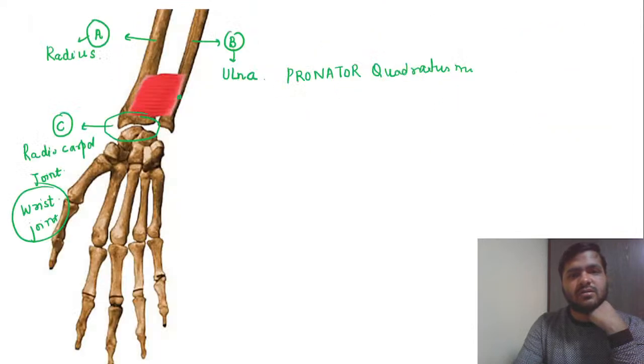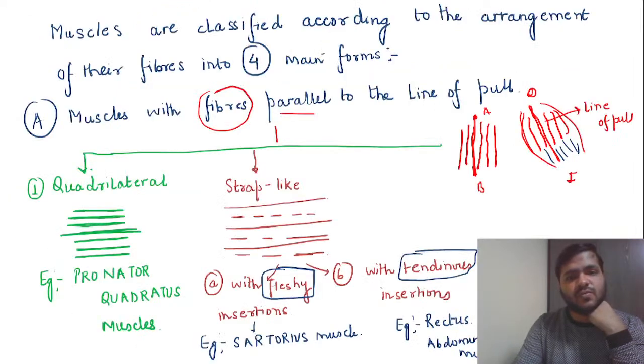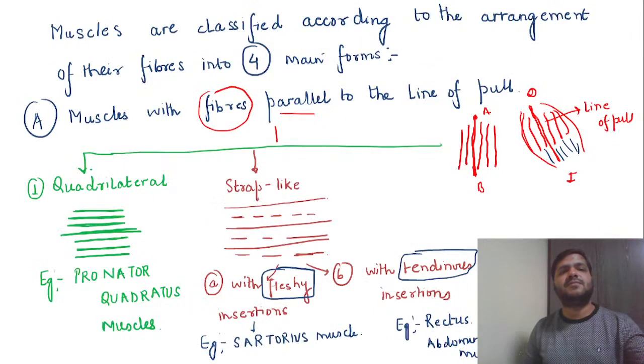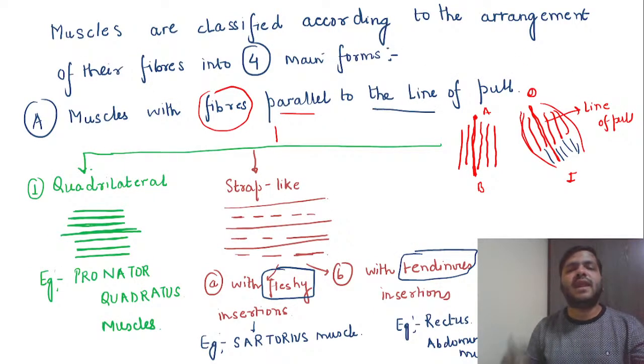So I hope this is clear to each and everyone as of now. We have already discussed the two major types of fibers parallel to the line of pull. One is in the form of quadrilateral, the other one is strap-like, with fleshy insertions that you have already seen in the sartorius muscle, and with tendinous insertions, it is the rectus abdominis muscle.